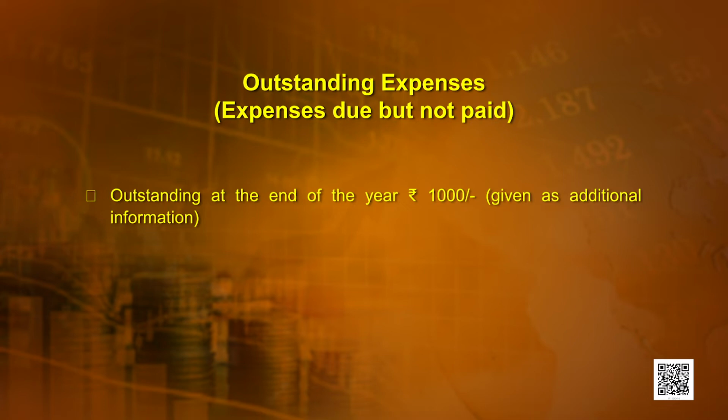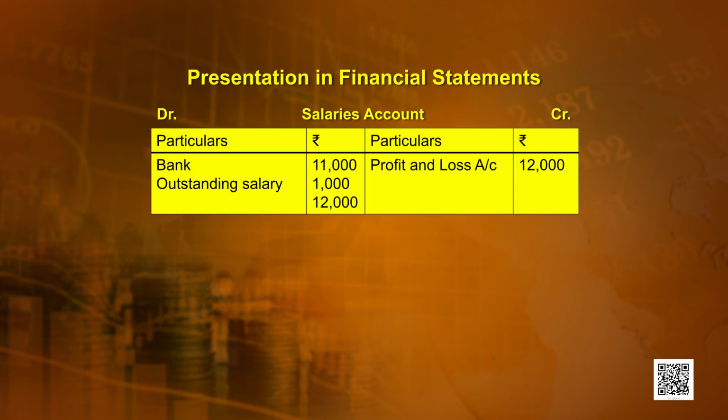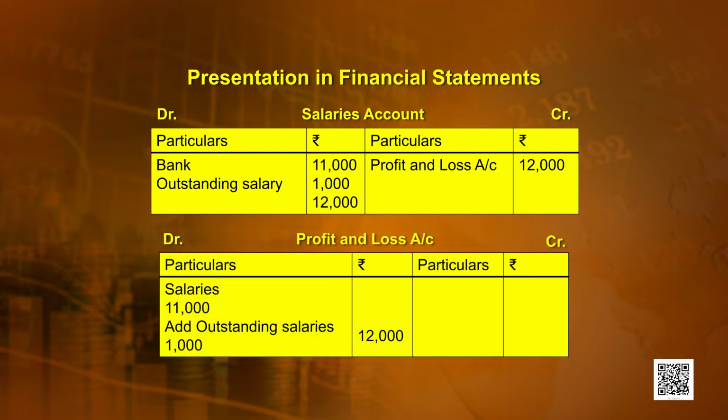Approach to solve the problem is as follows: journal entry: salaries account debited 12,000 to outstanding salaries account 1,000 and bank account 11,000. In salaries account, both bank account and outstanding salaries account will appear on the debit side, and total salaries rupees 12,000 will be transferred to profit and loss account. In profit and loss account, debit side, outstanding salaries will be added to salaries account amounting to rupees 12,000, which relates to the accounting year ended 31st March 2020.